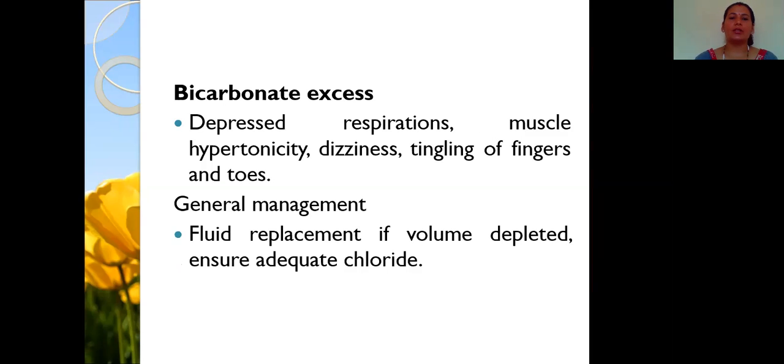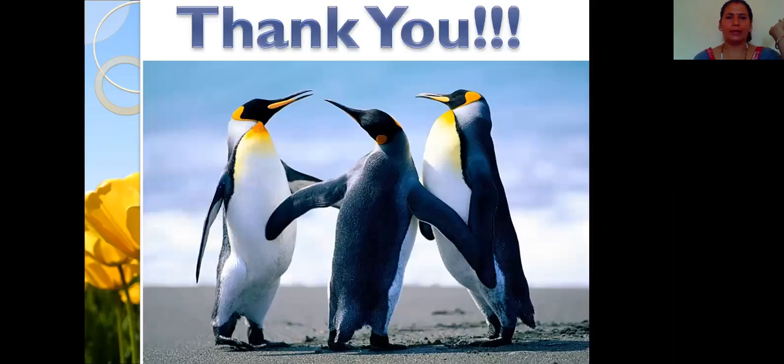And the next condition is bicarbonate excess, where the level of bicarbonate is more than 30 millimole per liter. The signs and symptoms will be decreased respiration, muscle hypertonicity, dizziness, tingling of the fingers and toes. For the general management, we can perform fluid replacement if volume is depleted and ensure adequate chloride intake.